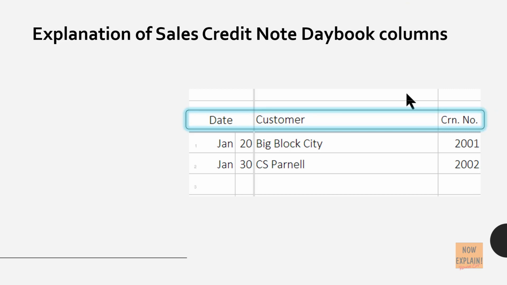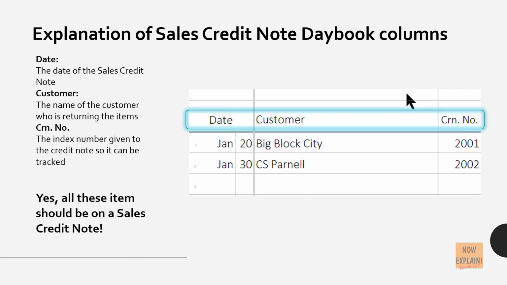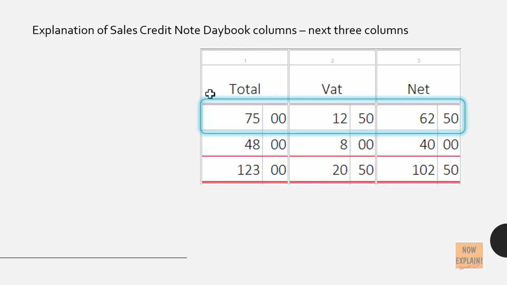Explanation of the sales credit note daybook columns. Date: the date of the sales credit note. Customer: the name of the customer who is returning the items. Credit note number: the index number given to the credit note so that it can be tracked. Yes, all these items should be on a sales credit note.